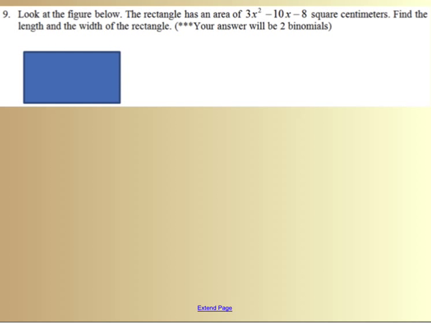Last but not least, let's take a look at this word problem. Look at the figure below. The rectangle has an area of 3x squared minus 10x minus 8 centimeters. Find the length and the width of the rectangle. The area of a rectangle is length times width. Well, this, at some point, was length times width. Now we need to undo that. So it was two binomials multiplied. So all that means is we just have to factor this.